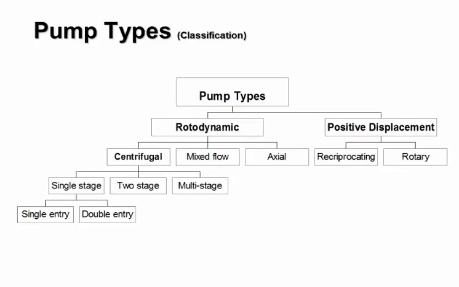When it comes to pump types, we've got two main classifications. These are rotodynamic pumps, and under that pump type, we've got centrifugal pumps that have mixed flow and axial flow impellers, and these can also come in single stage types, double stage types, and multi-stage types. If we look at the other main pump type, we've got positive displacement pumps, and these come in two main subtypes. That's reciprocating types and rotary types.